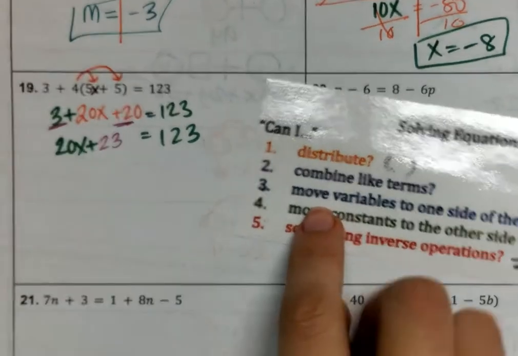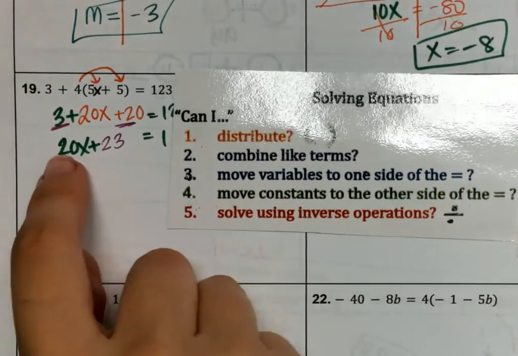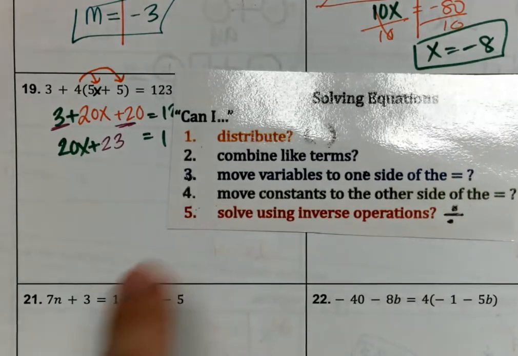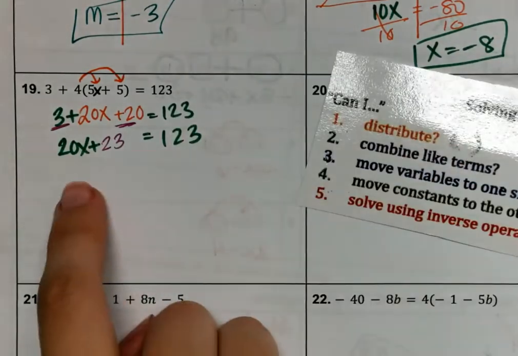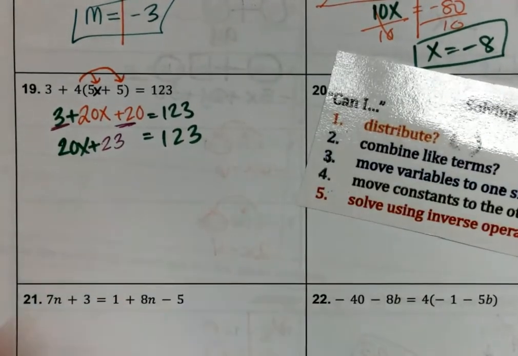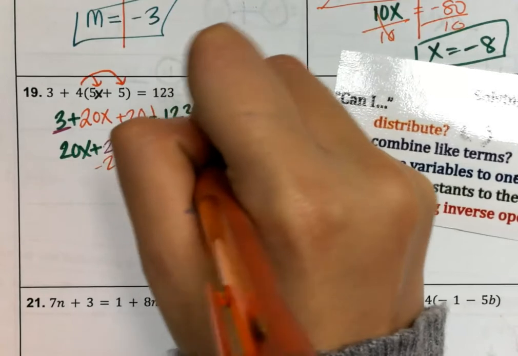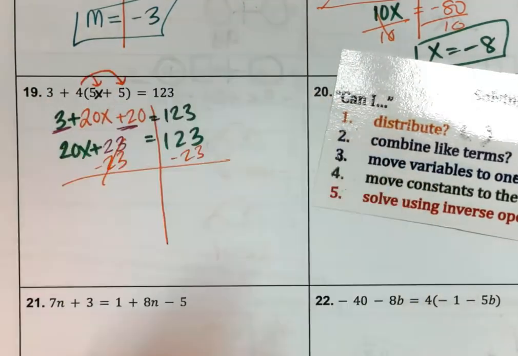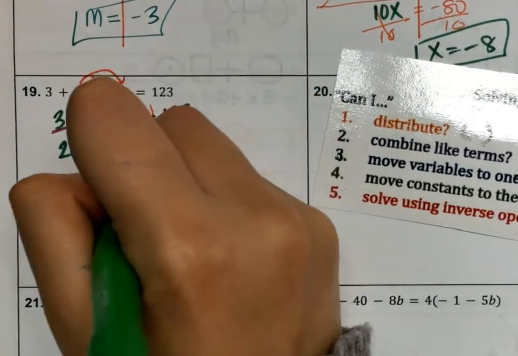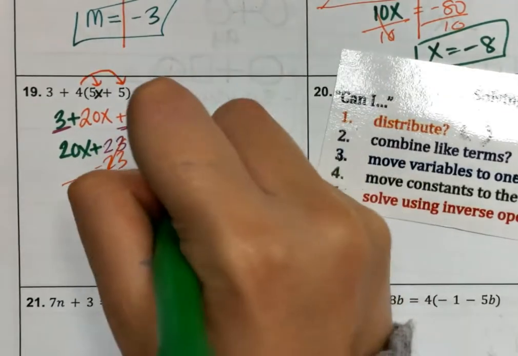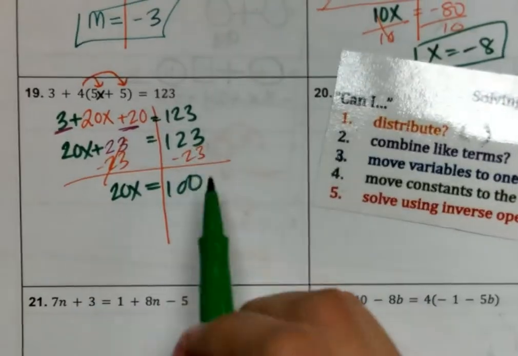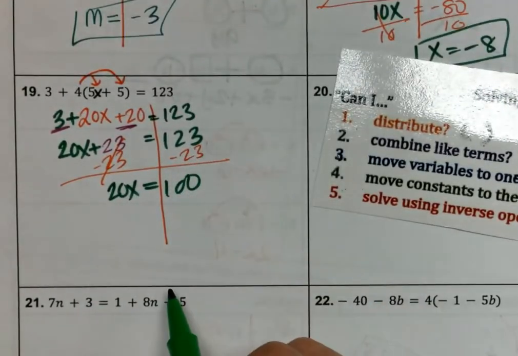Step 4, move variable to one side of the equation. Well, I already have one variable, so I don't have to move it. Move constant to the other. So I want to move this 23 on the same side of that 123. So I'm going to do inverse operation, which is minus 23, minus 23. And I get 20x equals 100, because 123 minus 23 is 100.